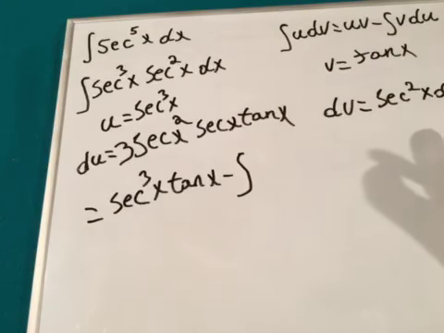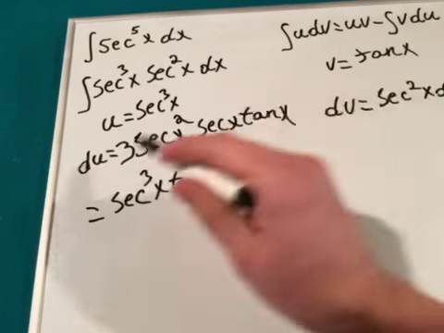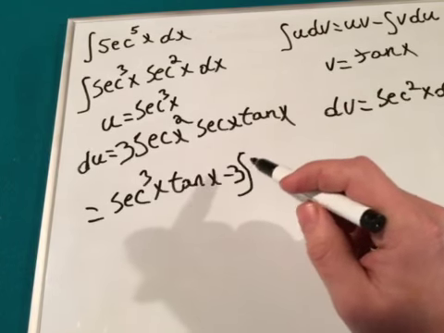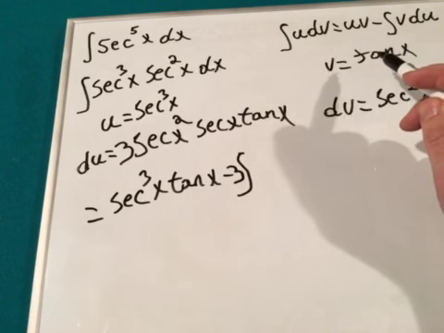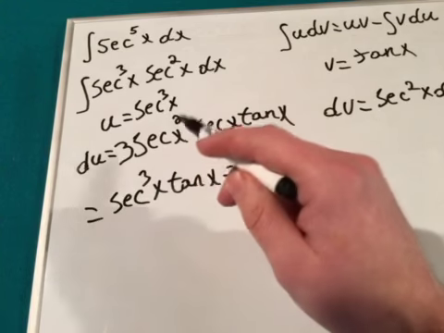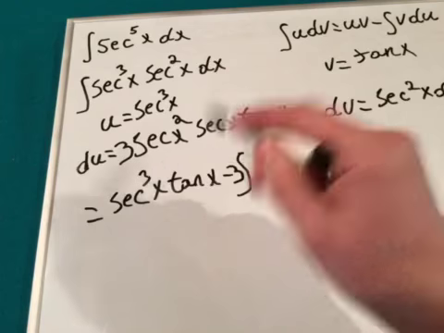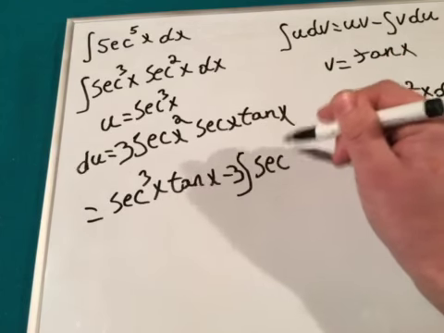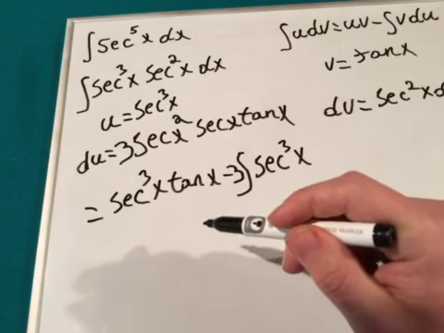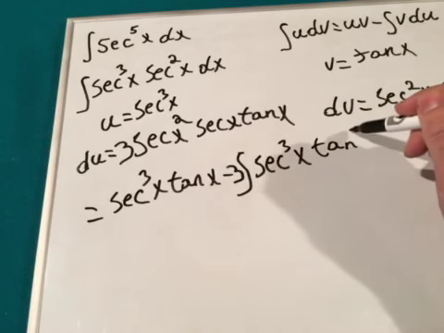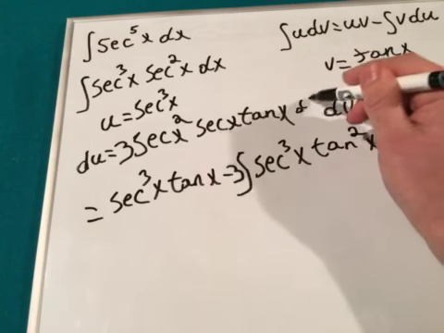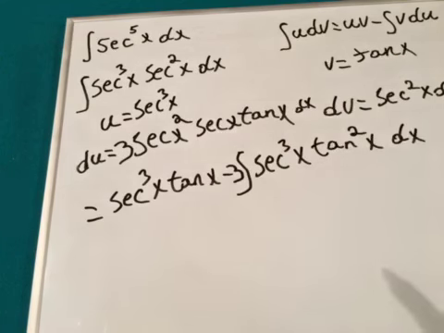I have a 3 here, which is a constant that can come out front of the integral. So minus 3 times the integral. If we multiply these together, we get secant squared x times secant x, which is secant cubed x, and then tangent x times tangent x, which is tangent squared x, dx. There should be a dx here.